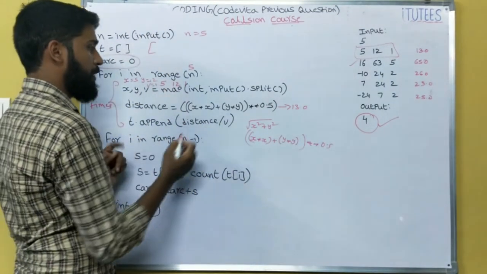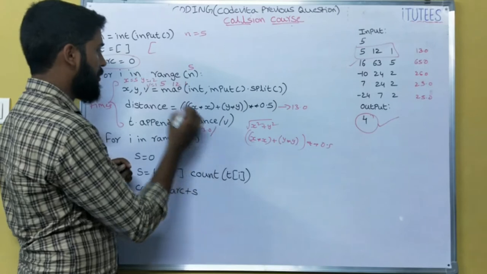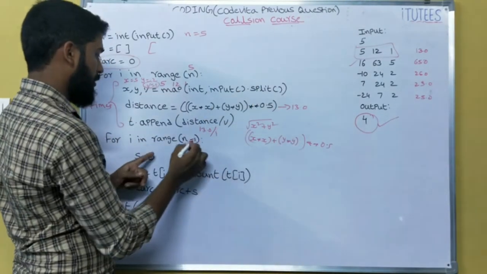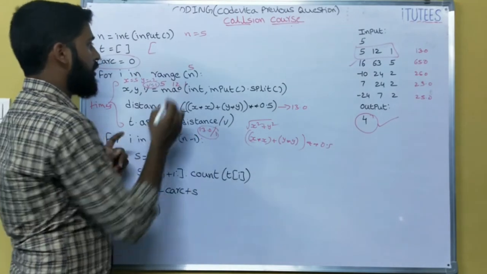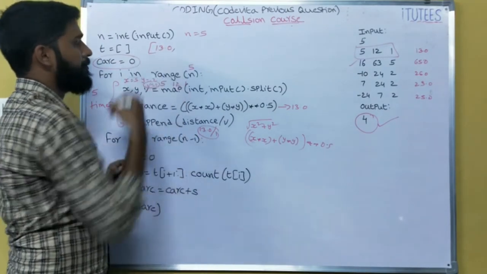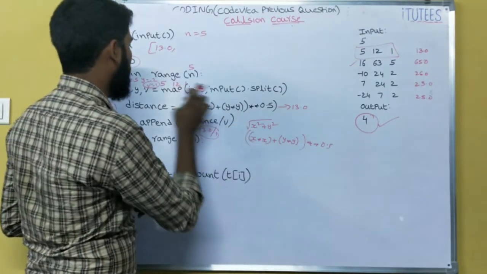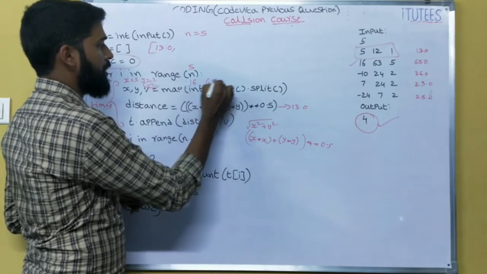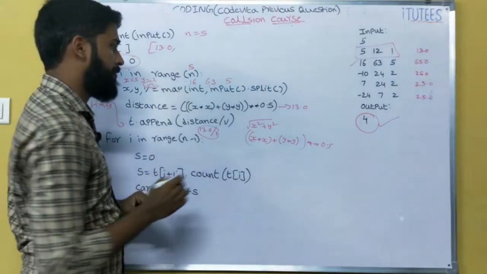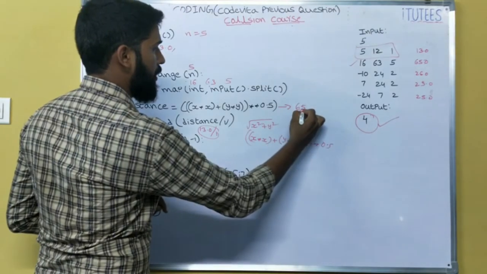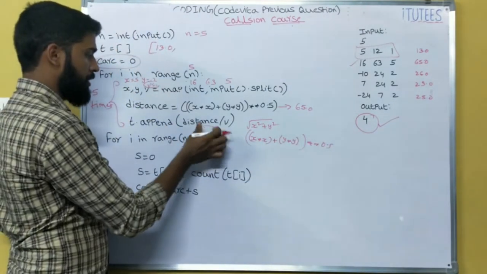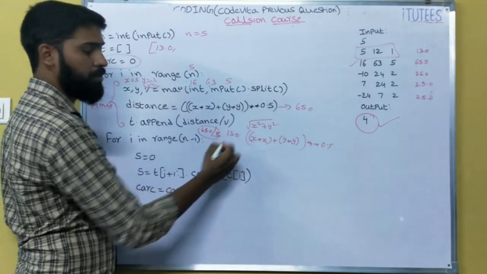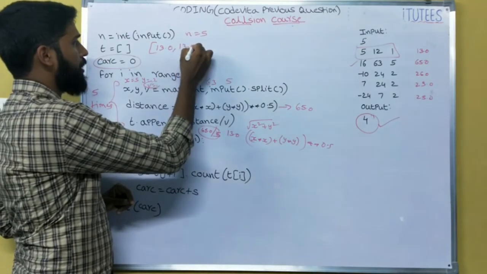So now distance by v. 13.0, what is the velocity? They are giving 1. So 13.0 is appended to t. That means in t, 13.0. Next iteration, x becomes 16, y becomes 63, velocity becomes 5. In this case, we get 65.0 as the distance. 65.0, what is the v value? 5. That means 13.0, which is appended to t again.